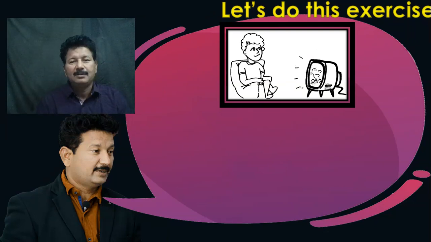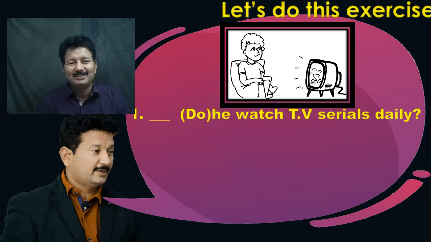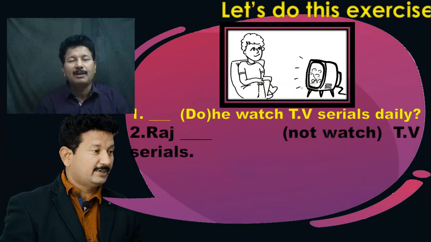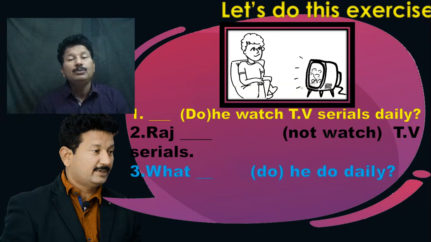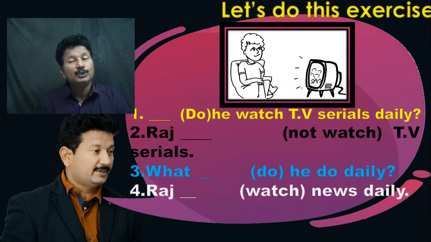Look at this. What's the boy doing? So most of the time he watches TV, right? So now look at this. We have to identify whether the sentence is a question, a negative or a positive. The first one is, do he watch TV serial daily? As it is he, whether we use do or does, you have to think about it. Raj not watch TV serials daily. It's a negative. So what do he do daily? So Raj dash news daily.